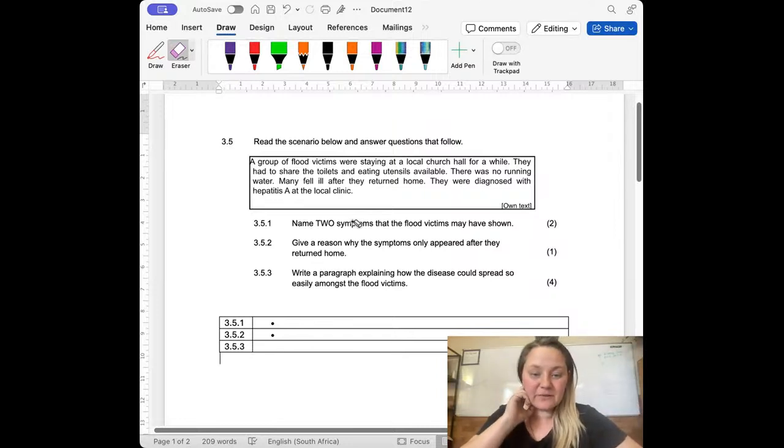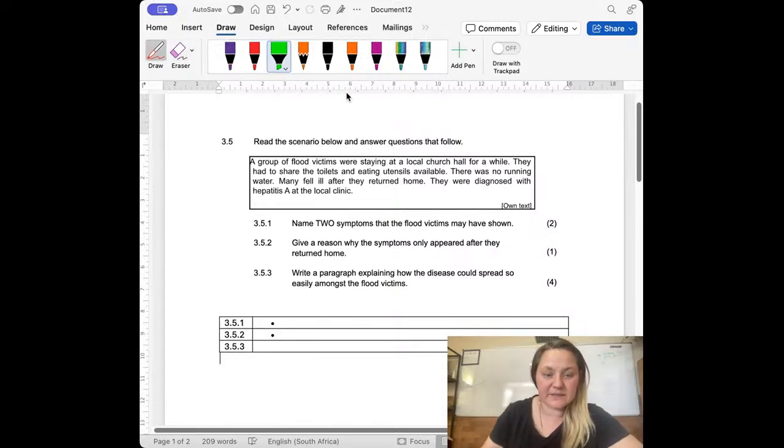A group of flood victims were staying at a local church hall for a while. They had to share the toilets and eating utensils available. There was no running water. Many fell ill after they returned home, and they were diagnosed with hepatitis A at the local clinic. So I just want to get my highlighter. In the exams, it's a good thing to have a highlighter handy to highlight anything that's important.